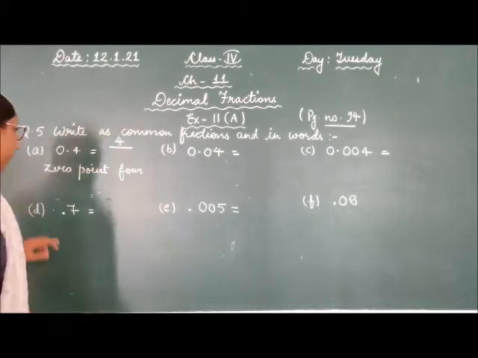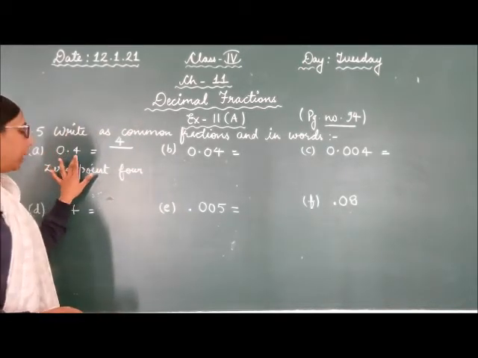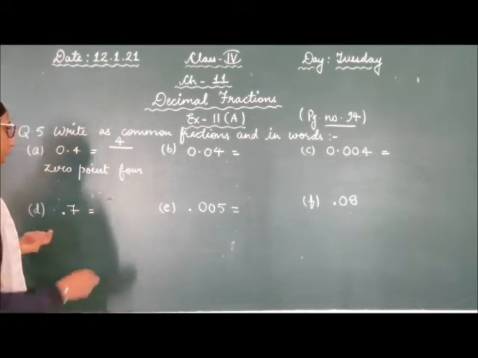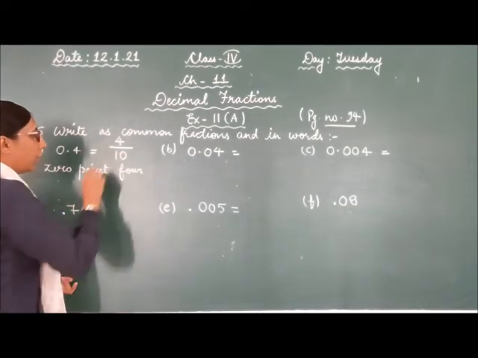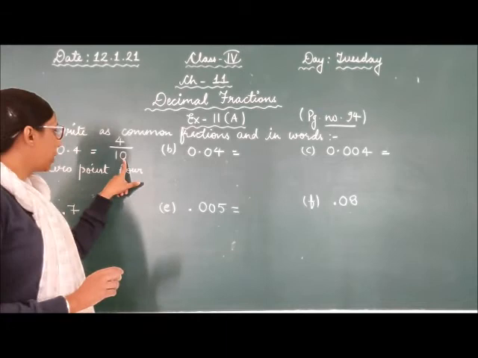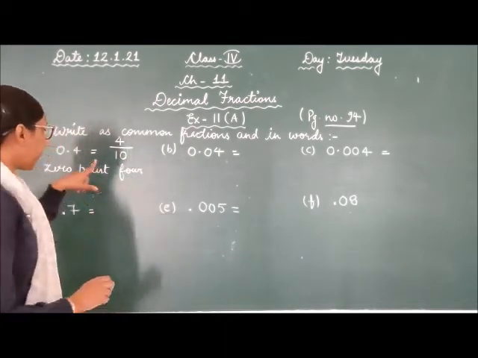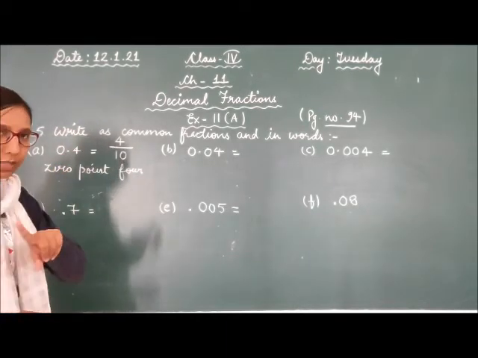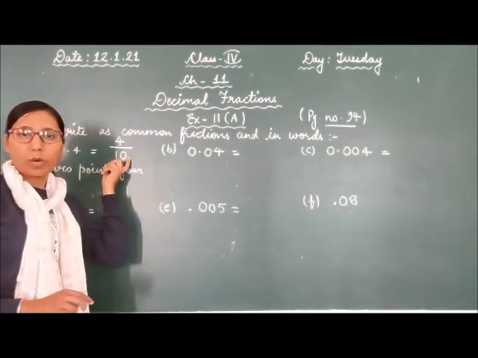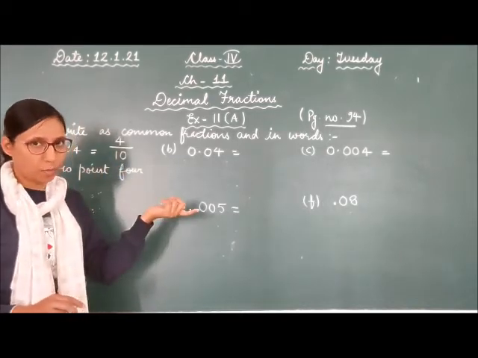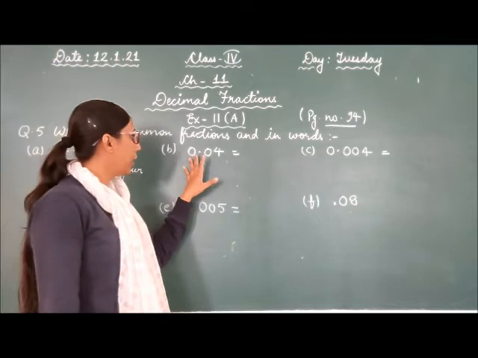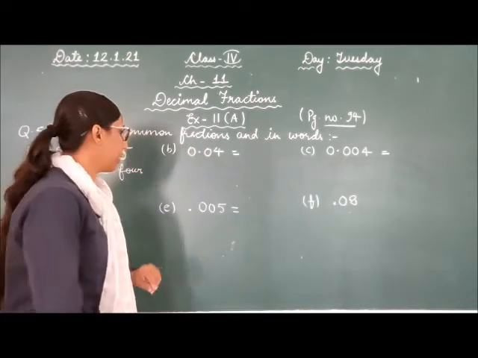going to put in the denominator. So after decimal point there is only one digit. So according to one digit we are going to write 10 only, because 10 में ही only one zero होता है. So after decimal point there is only one digit. So according to one digit we are going to write 10 in the denominator. Then here 0.04, this is 0.04.